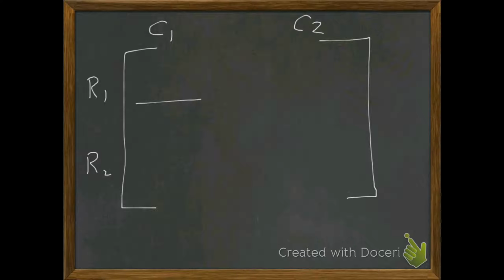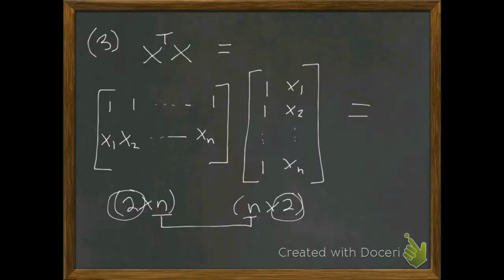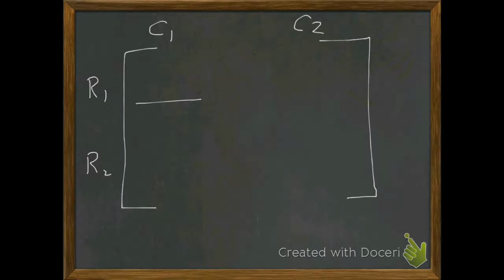All right, let's examine this. This is going to be a linear combination of our row 1 and column 1. So if we examine our row 1 with our column 1, we're going to get 1 times 1 is 1, plus 1 times 1 is 1, plus 1 times 1 is 1. Okay, I'll stop. So 1 plus 1 plus 1, n times, is just n.